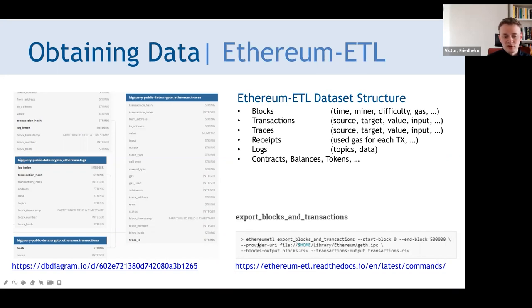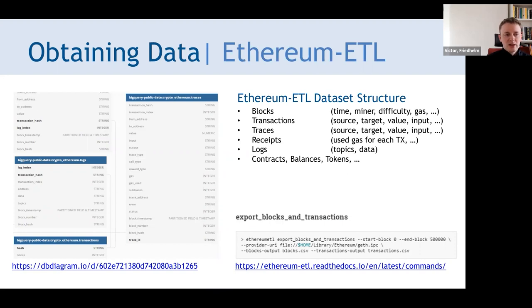So you can say, for example, you want to export blocks and transactions from some starting block to some end block. And you specify some provider, so that's the node that you have access to, and then where you want to output this. And on the left, there's some nice DB diagram if you want to better understand how that structure looks like, what all of the fields are, you can click that link in the presentation, which was on the website.